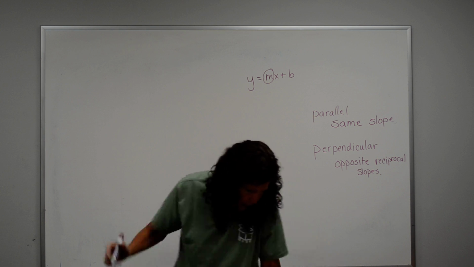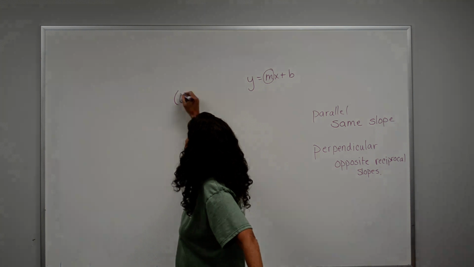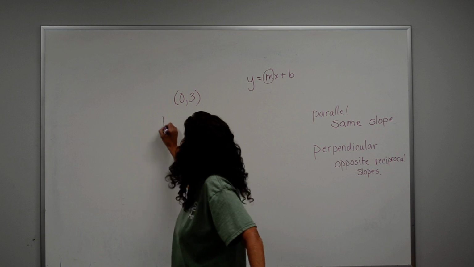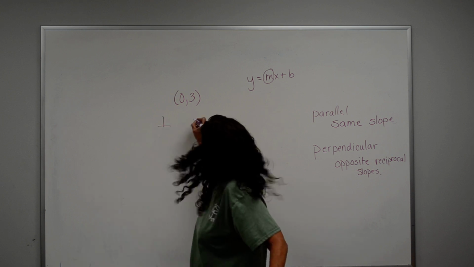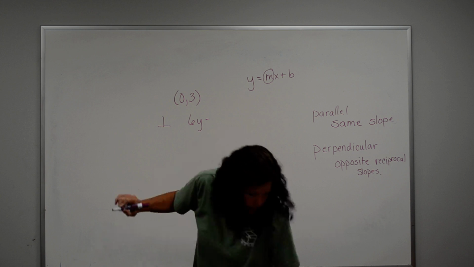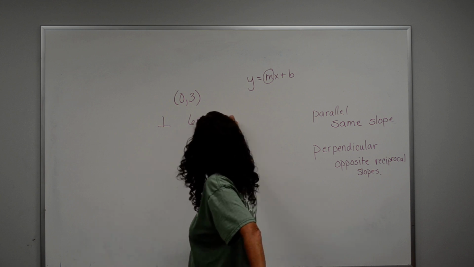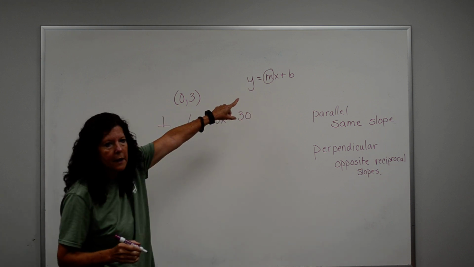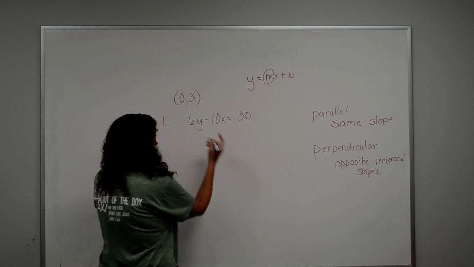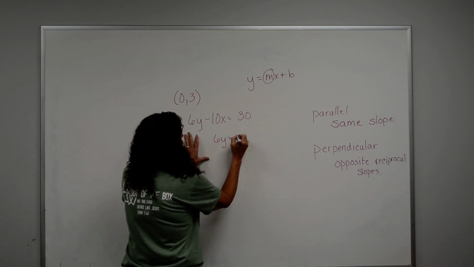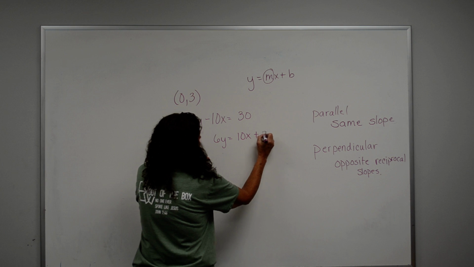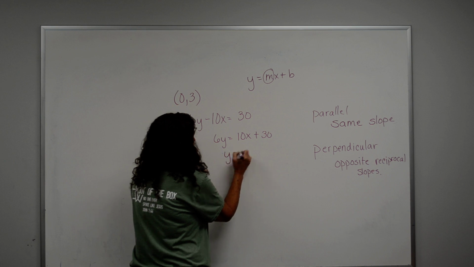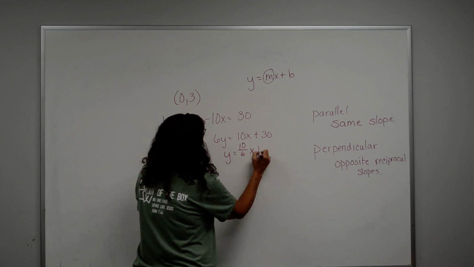All right. I am going to graph the line that goes through 0, 3, and is perpendicular to 6y minus 10x equals 30. Okay, the very first thing I have to do is put that in that form. So I'm going to solve for the y. So I have 6y is equal to 10x plus 30. I'm going to divide by the 6. You with me? Okay. So I have 10 over 6x plus 5.